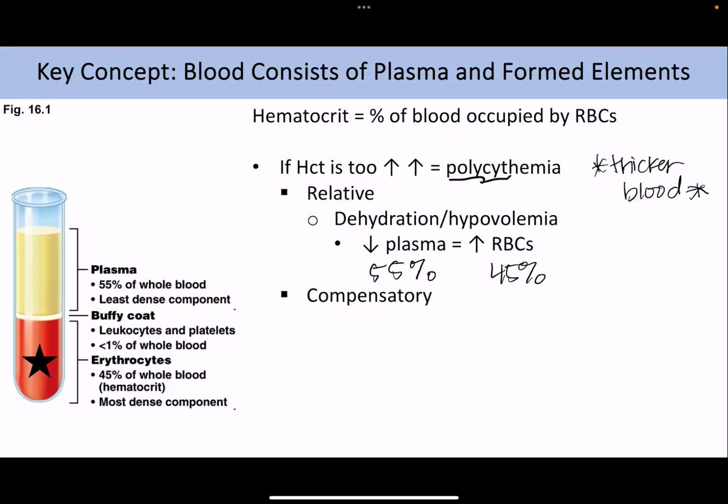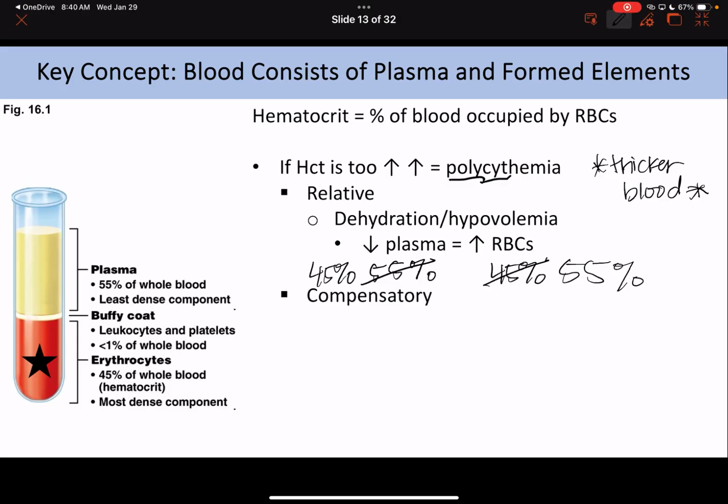So if we were to become dehydrated, and again, we're going to lose water all over the place. If this goes down to, let's say, 45%, then that means relatively this now is 55%. And now we have relatively more red blood cells that make up our whole blood, causing thicker blood, causing polycythemia. So does that make sense?